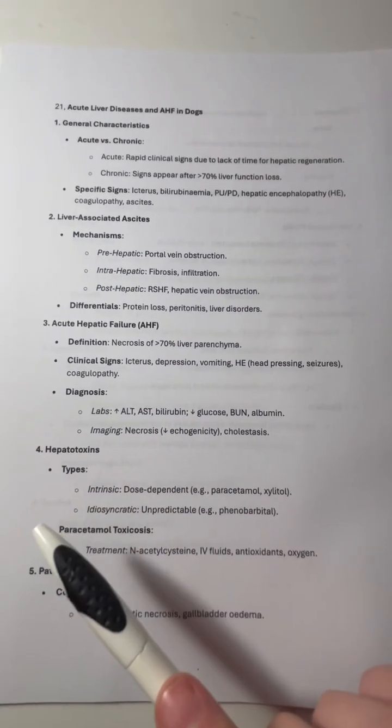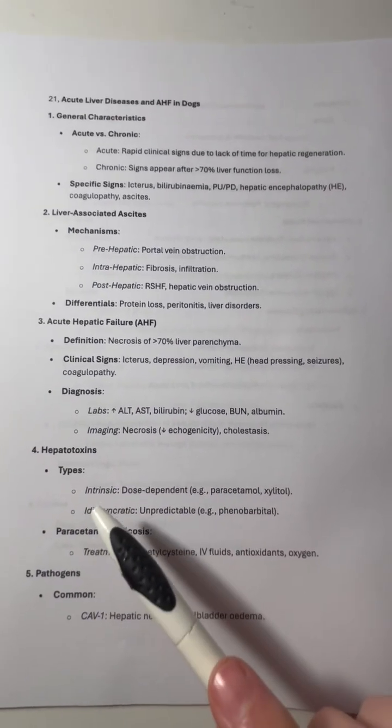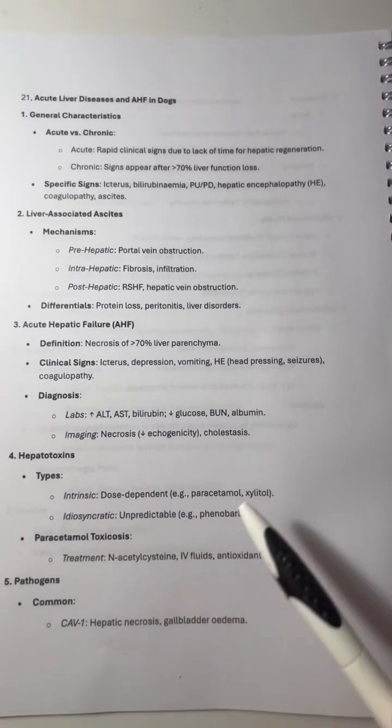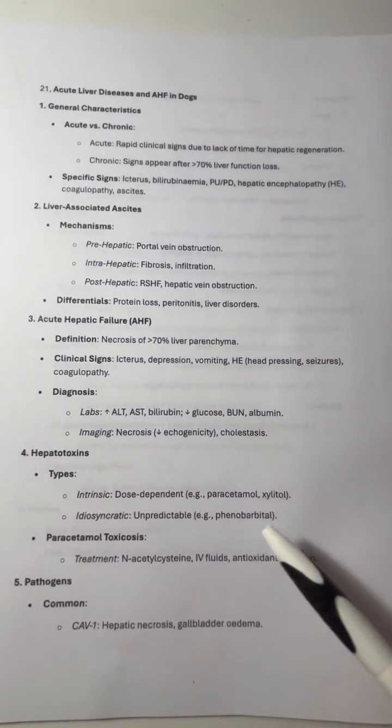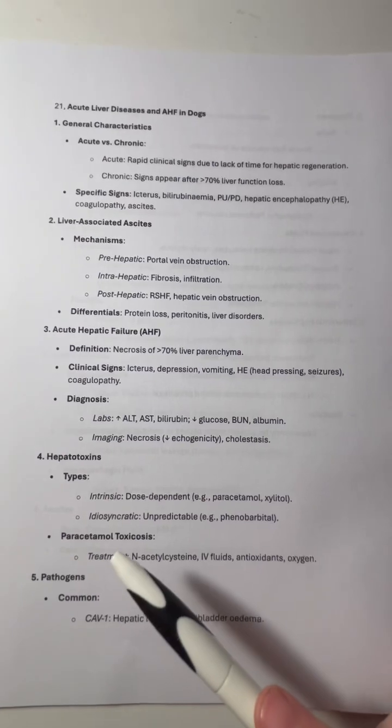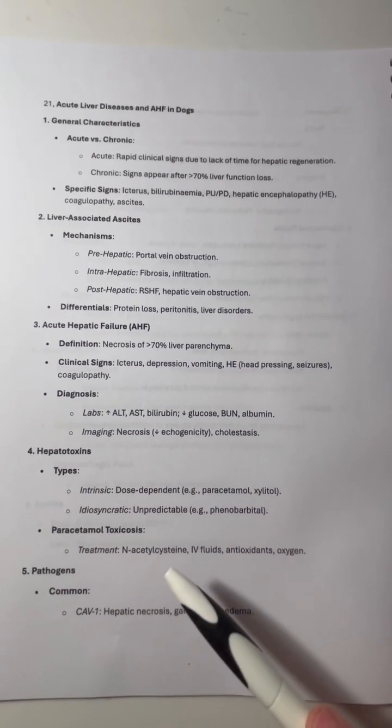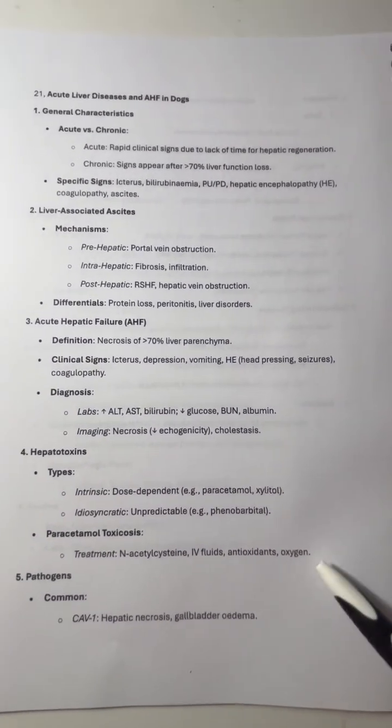For hepatotoxins, there's two types, intrinsic and extrinsic. The intrinsic is dose-dependent, such as paracetamol. Extrinsic is phenobarbital. In the case of paracetamol toxicosis, the treatment is N-acetylcysteine, IV fluids, antioxidants, and oxygen.